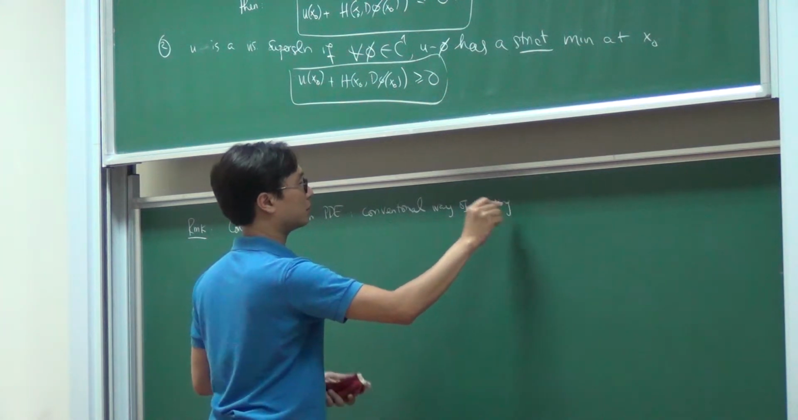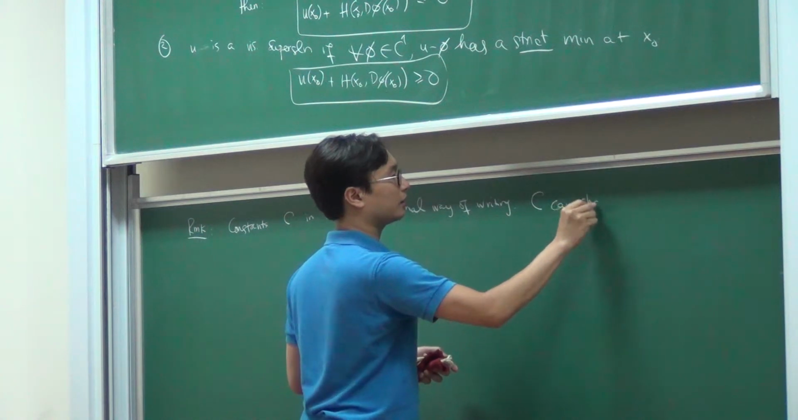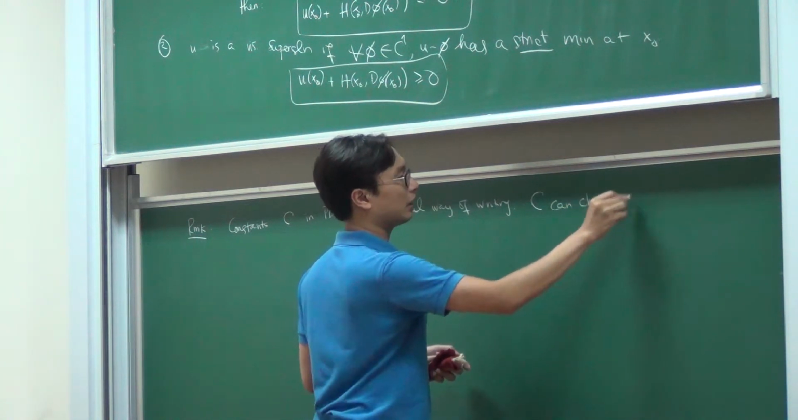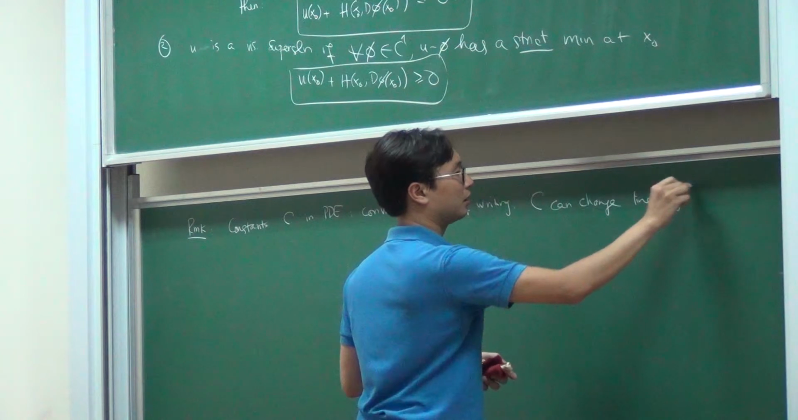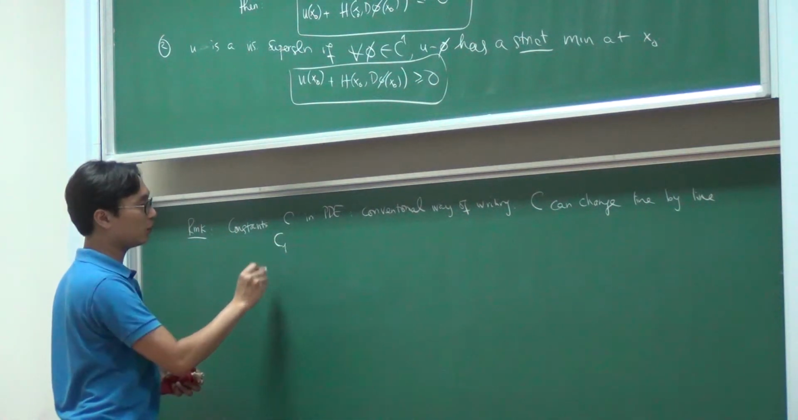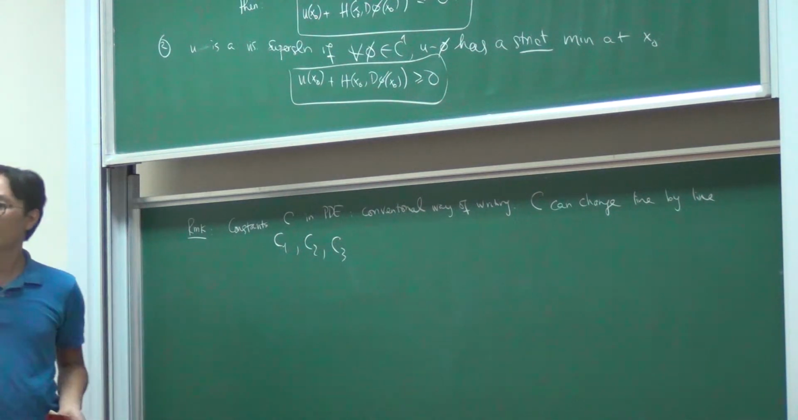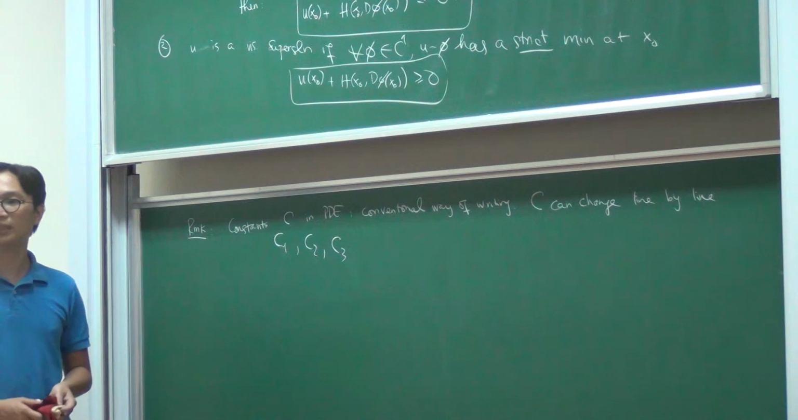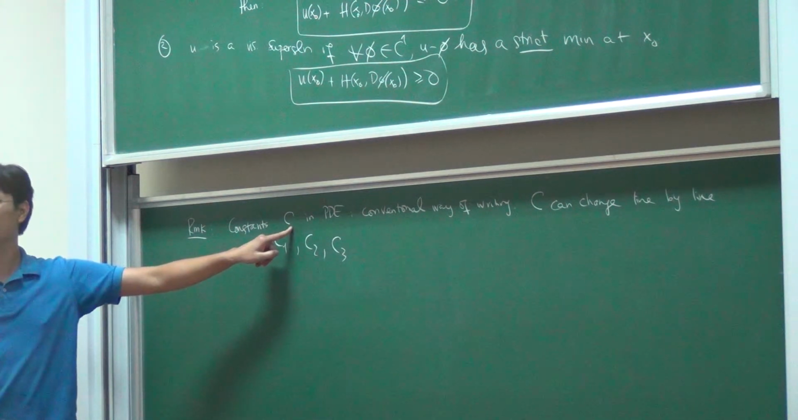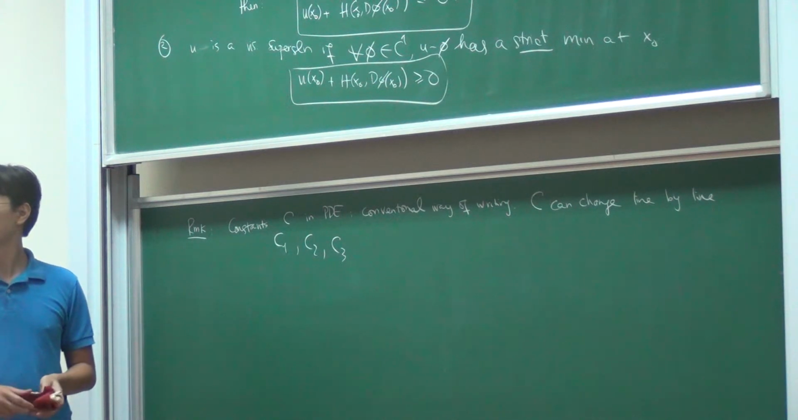Because C can change line by line. Instead of using cumbersome notation C1, C2, C3, you keep having a lot of constants. We often only use one constant, and it changes line by line. Can you say C for C?